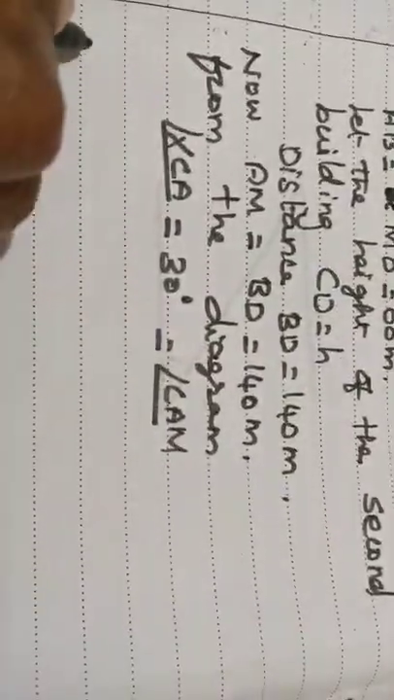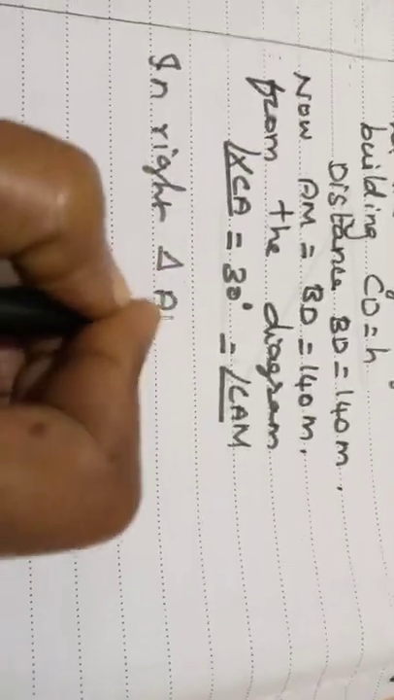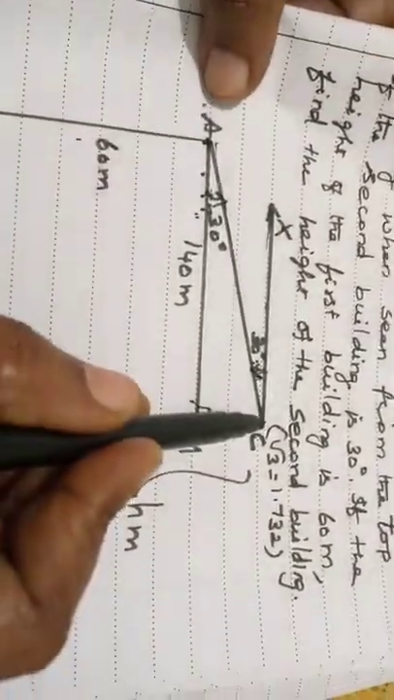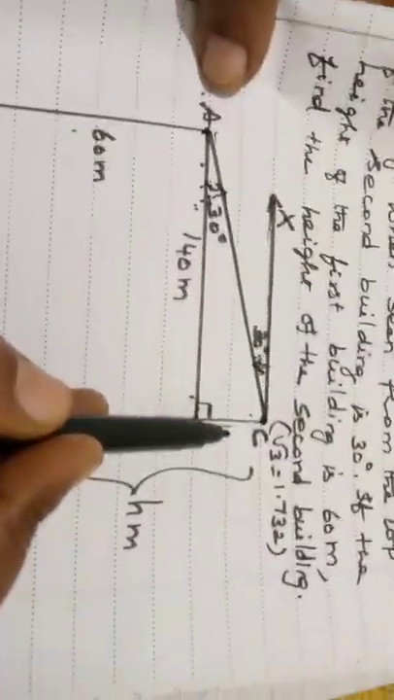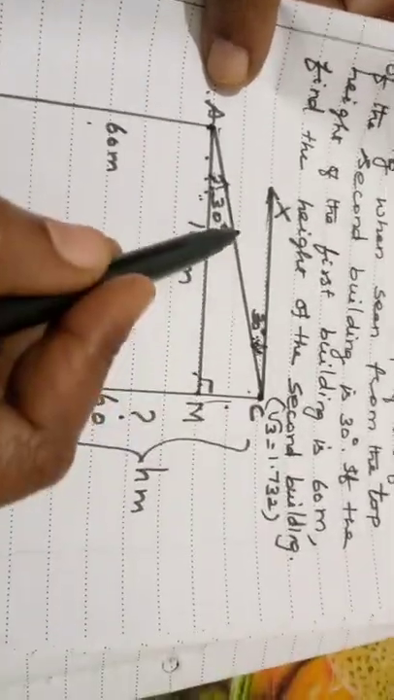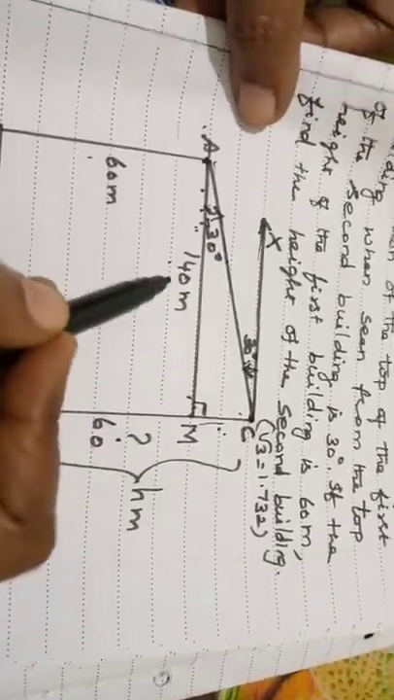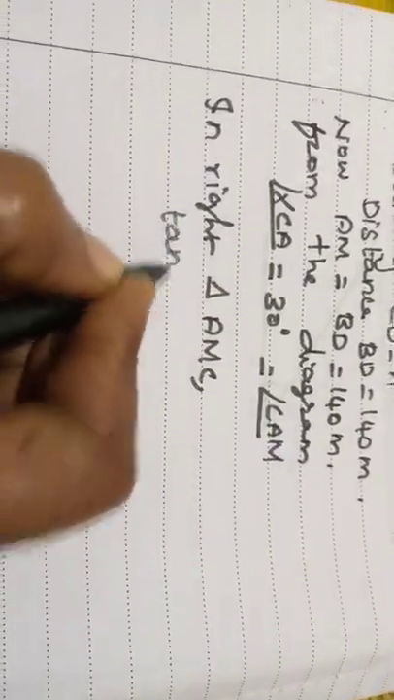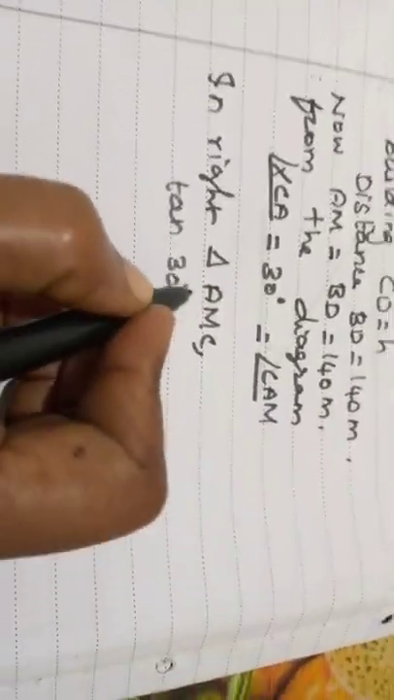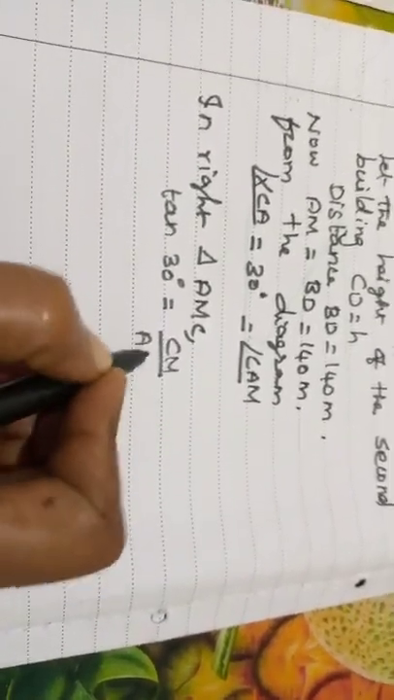In right triangle AMC, see here, the opposite side is what we need to find out. So what ratio can be used now? The adjacent value is there, the hypotenuse is not necessary, so the tan ratio can be used. Opposite by adjacent. So tan 30 degree is equal to, theta is given as 30 degree, tan 30 is equal to opposite side CM by adjacent AM.